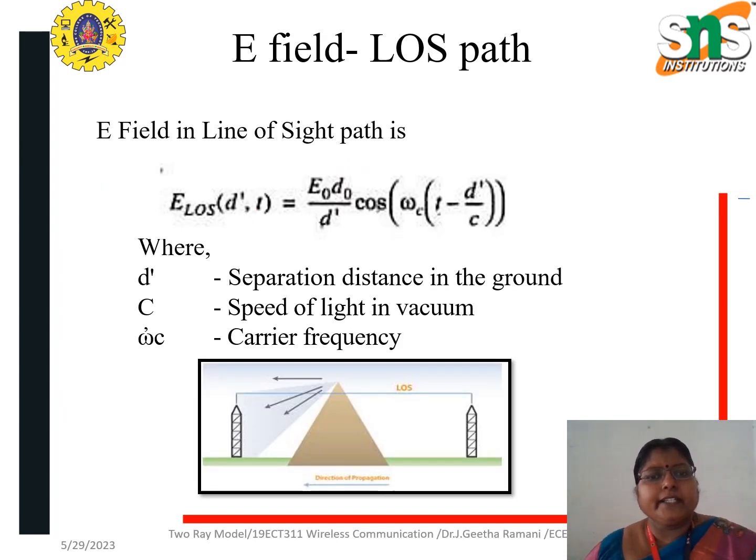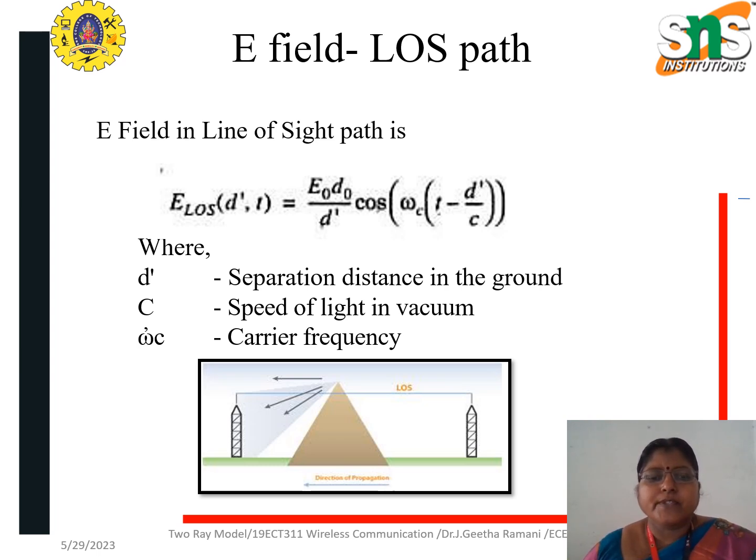So the electric field in the line of sight path is E_LOS of d dash comma t, which is equivalent to, we just rewrite the equation for a line of sight path where the distance in the line of sight path is calculated as d dash. At the same time, we consider t, and c is the speed of light. So in this equation, c is the speed of light in a vacuum, where omega c is your carrier frequency. Okay. So look at this.